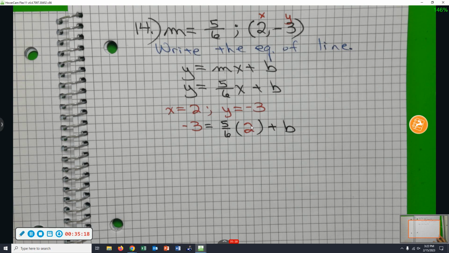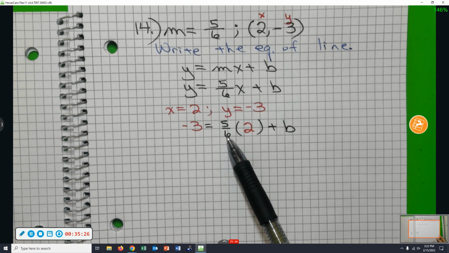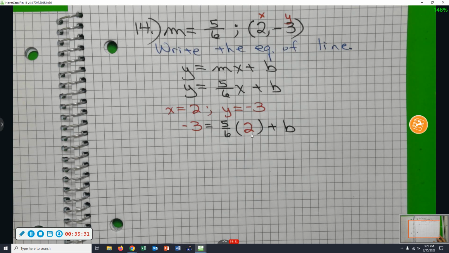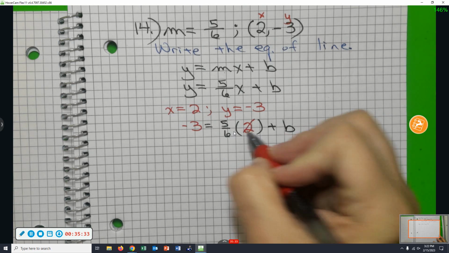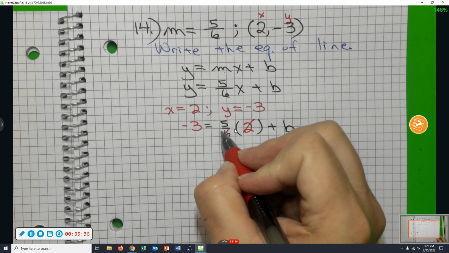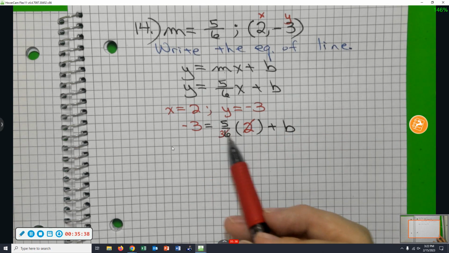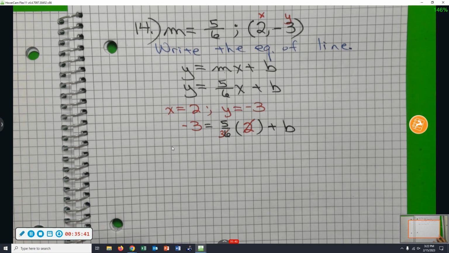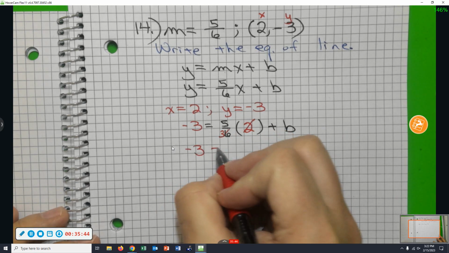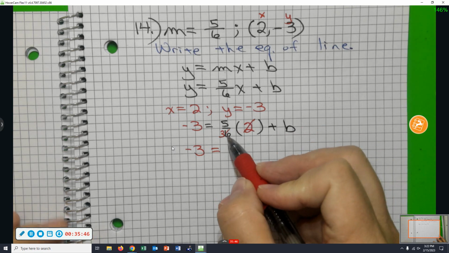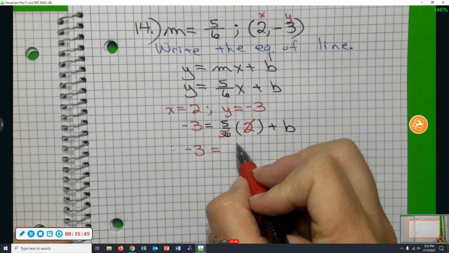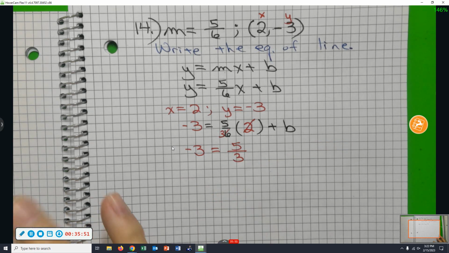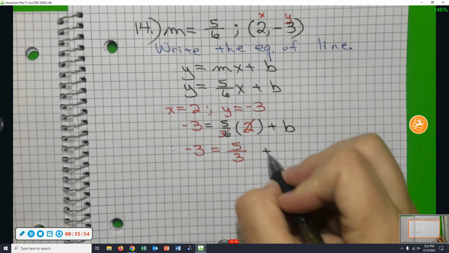We're still going to have a denominator. Well, can you not cross cancel? We could cross cancel the 2 with the 6 there. 2 goes into 6 3 times. So that's not a 36. I better rewrite that. Negative 3 is equal to 5 over 3 plus b.